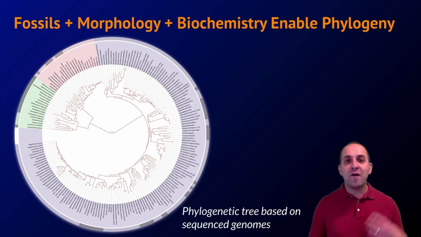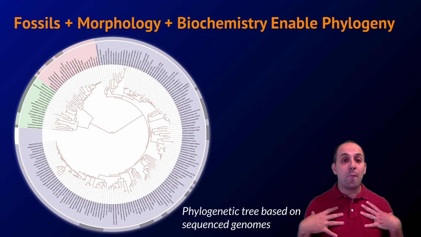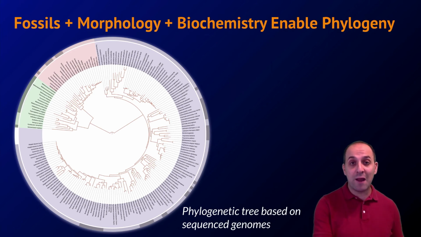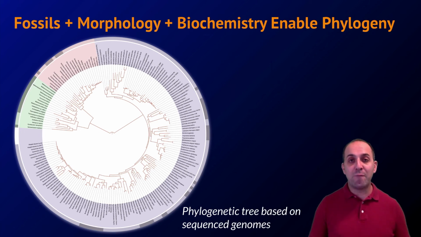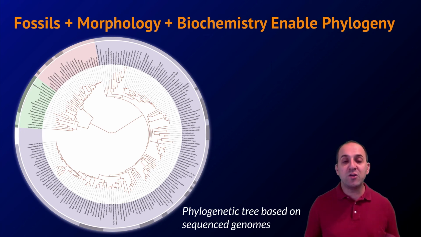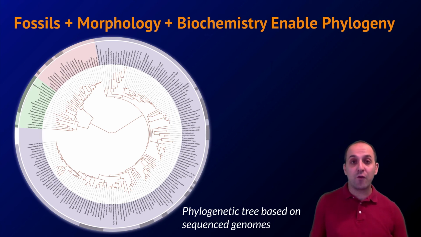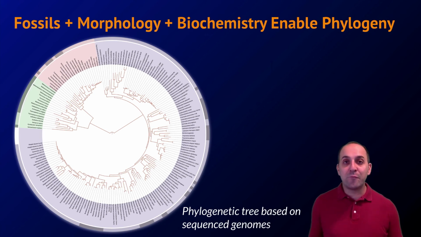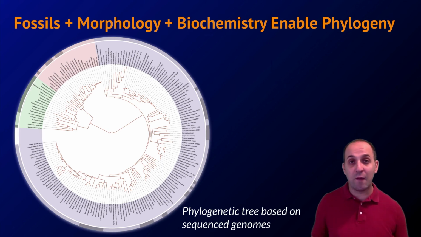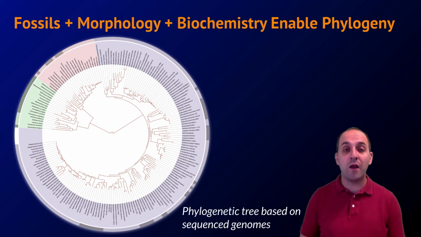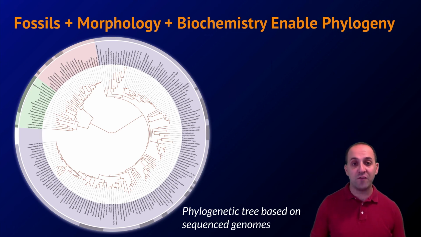The combination of fossil evidence combined with morphological comparisons and biochemistry analysis enables phylogeny, which is the branch of biology that seeks to organize all the species that are currently alive in a universal tree of life that starts with our last universal common ancestor. The diagrams that this process generates are frequently referred to as phylogenetic trees, and this is a tree that we've talked about before that is based on the sequenced genomes of all of the species on the tree.